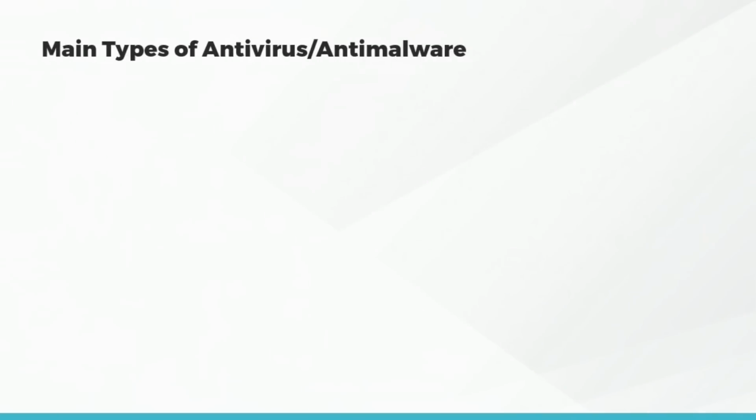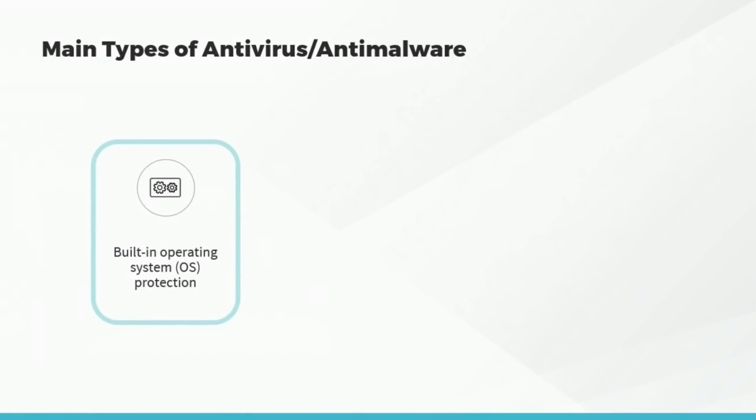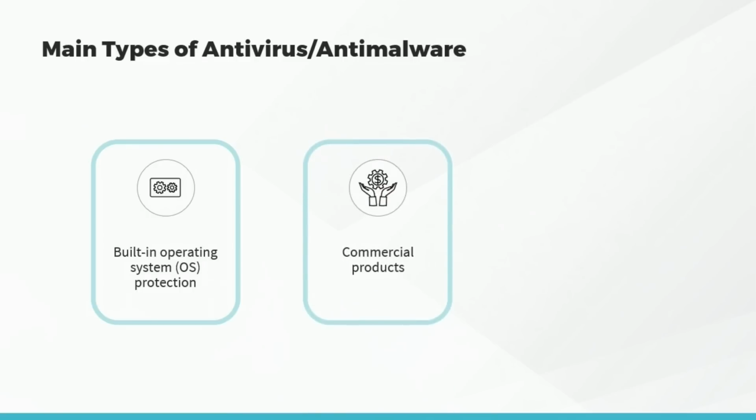As for the primary types of antivirus and anti-malware applications, they include those that are built into the operating system. In fact, if you're watching this video on a device running Windows 10 or 11, then you're already using a built-in application known as Windows Defender. There are also commercial products made by various vendors.